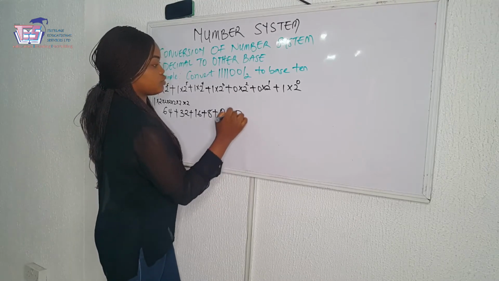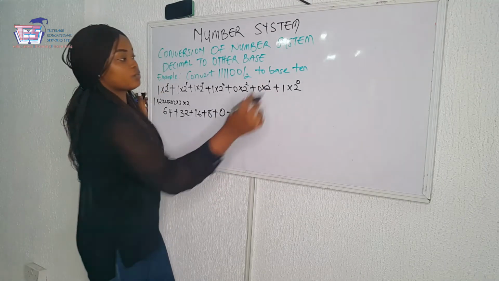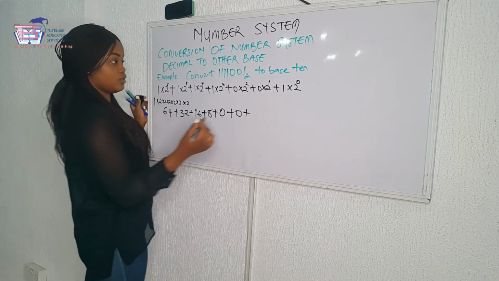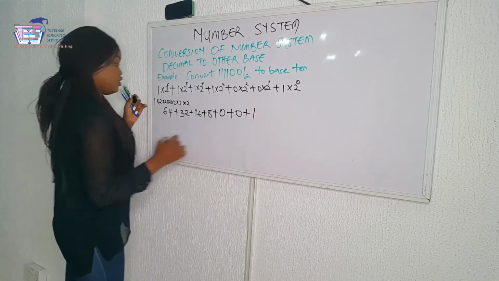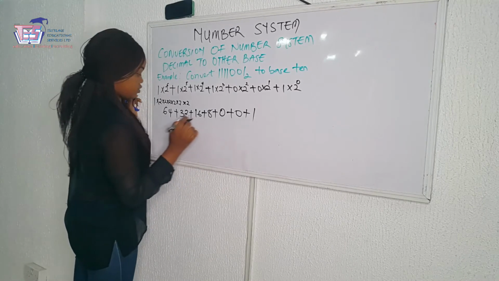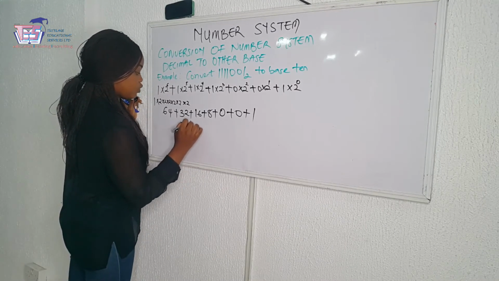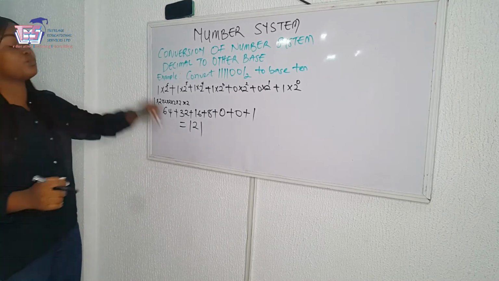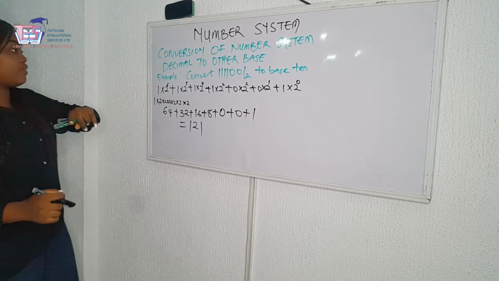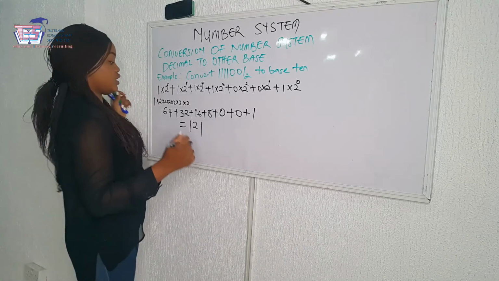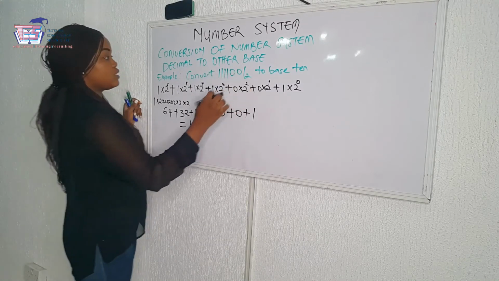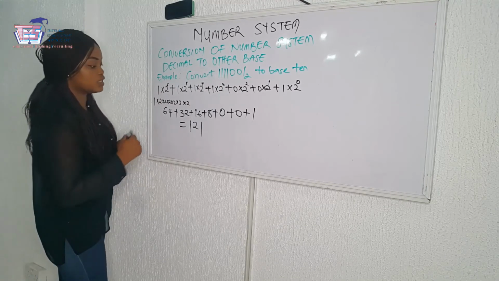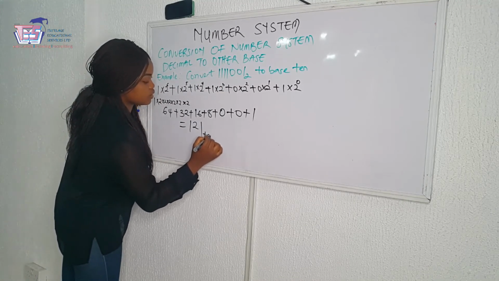This is also 0. Then 2 raised to power 0 is 1. From your indices, anything raised to power 0 is 1. So this is 1. So when you add up all of this, you get 121. So you see that we are now back to where we started from. We converted our answer from the previous example to this, and now we got this in base 10. So this 121 is in base 10.